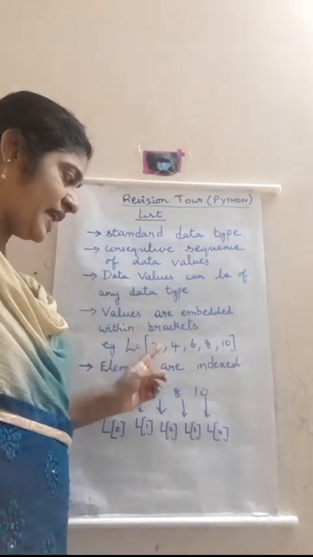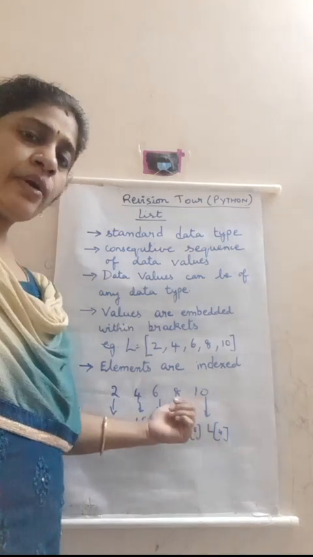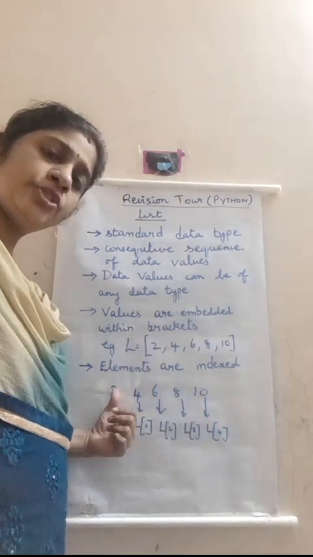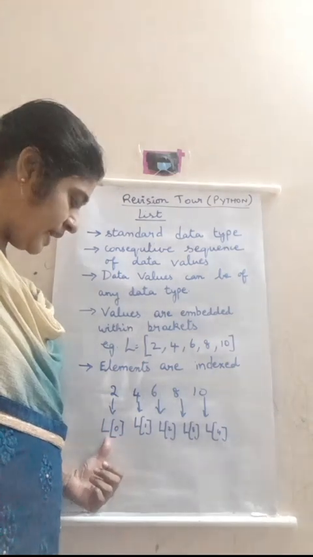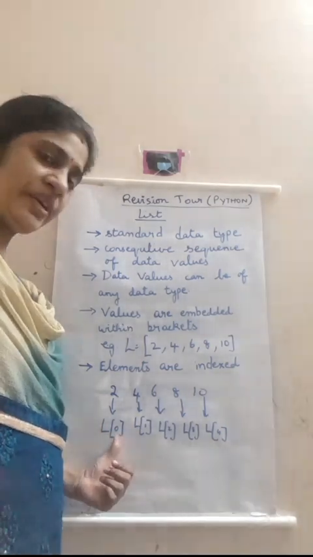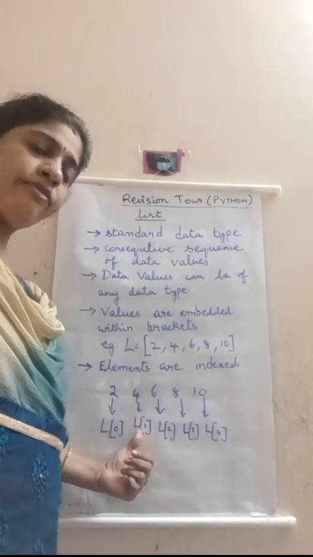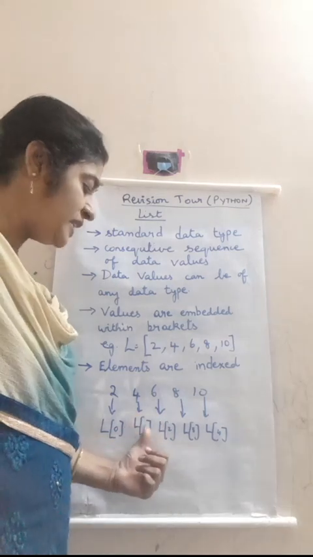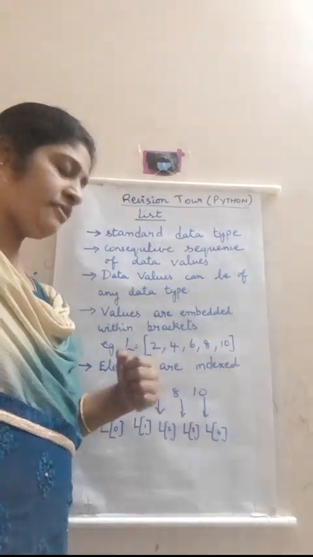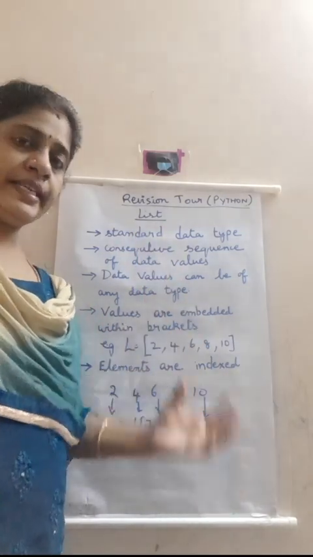For example, see the same example I have considered here: 2, 4, 6, 8, 10. Now in order to access the element 2, you have to use the index, L of 0. For 4, L of 1, and for 6, L of 2. You can just directly write print L of 2 and it will give you the answer 6. So this is about lists.